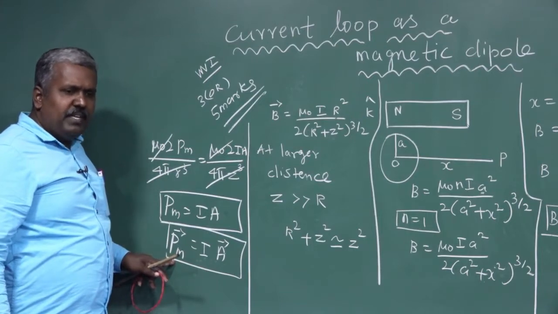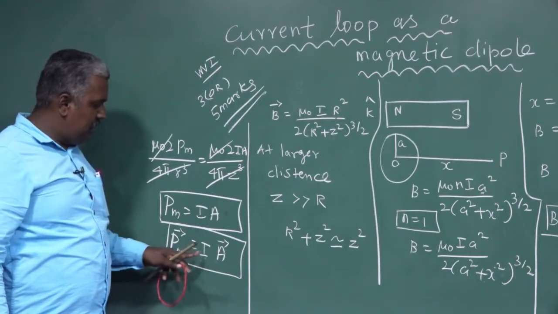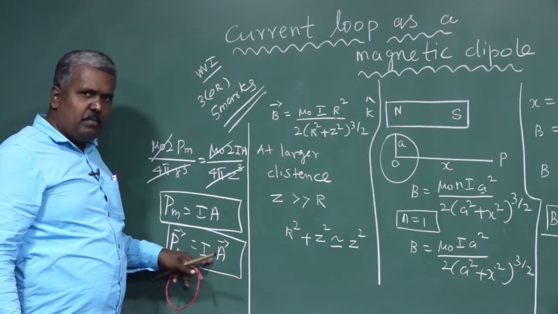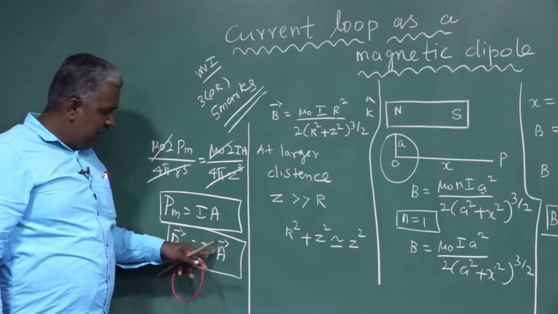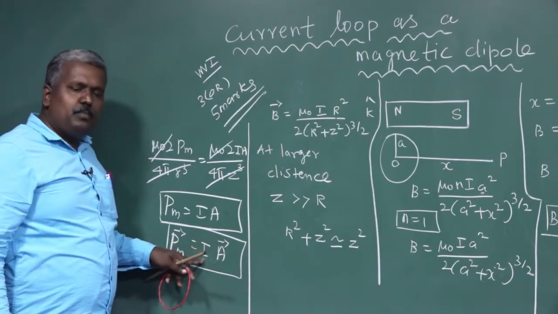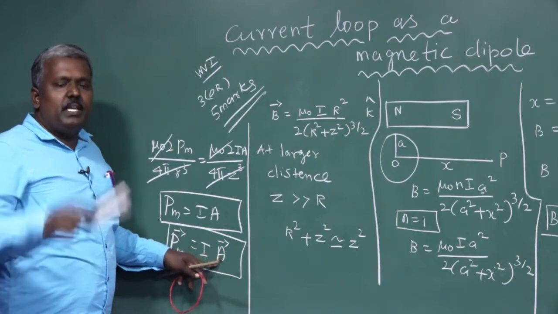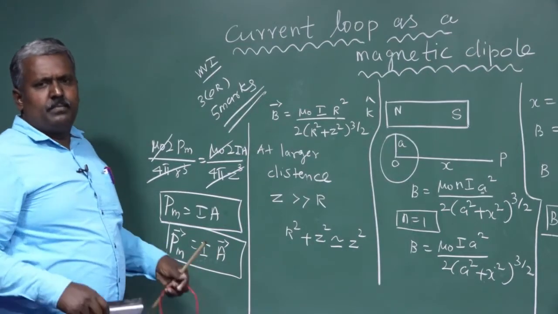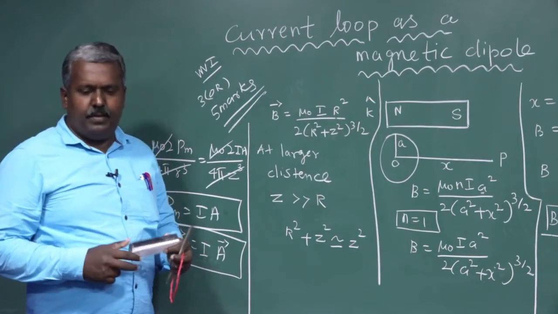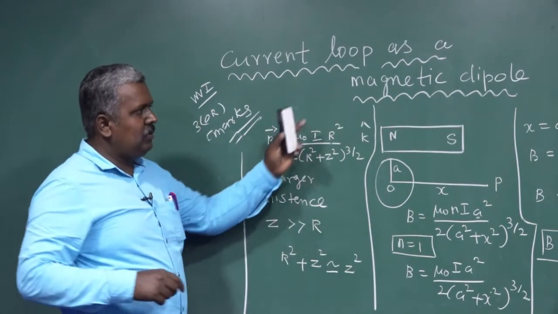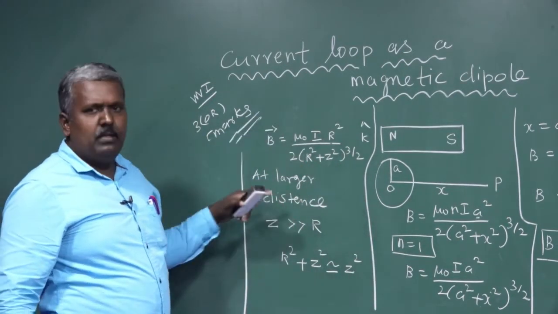Magnetic dipole moment of any current loop can be written with the help of this formula: IA, I into A. Into means product. It is equal to the product of current and area of the loop. That's all. Clear? Any doubt?